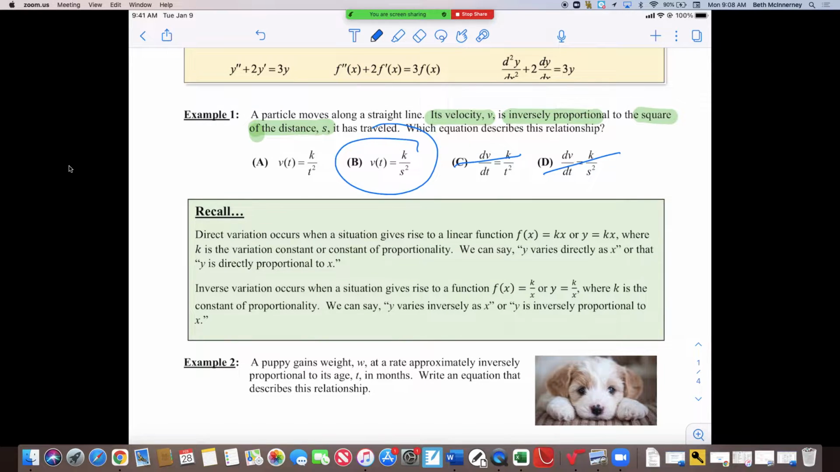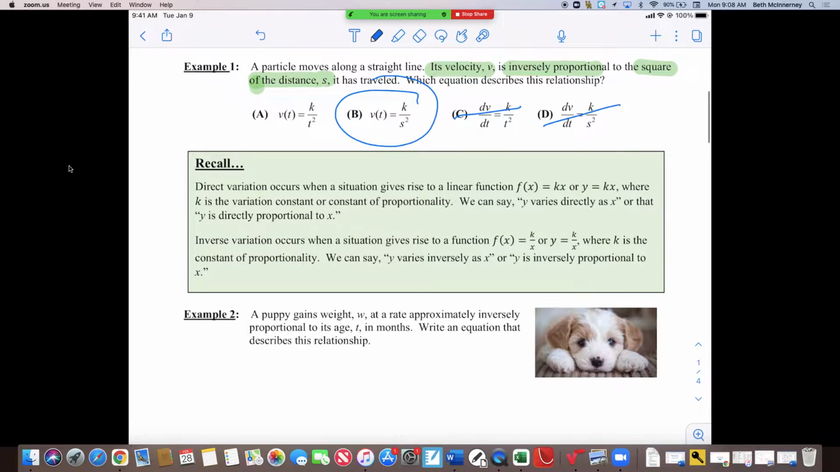So here's a quick refresher from Algebra 1 and Algebra 2. Direct variation occurs when a situation gives rise to a linear function, f of x equals k times x, where k is the variation constant, or constant of proportionality. We would say y varies directly as x, or y is directly proportional to x. So there is this constant of variation that's included. That's what the k is.